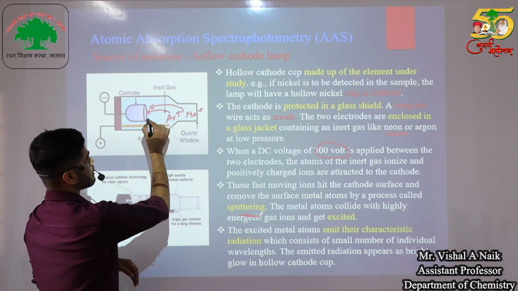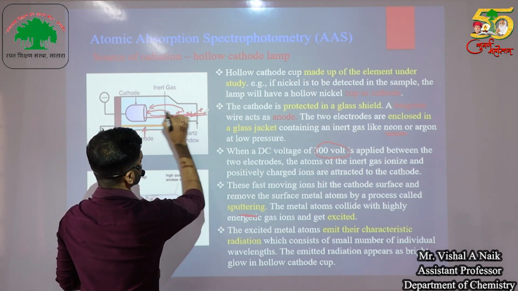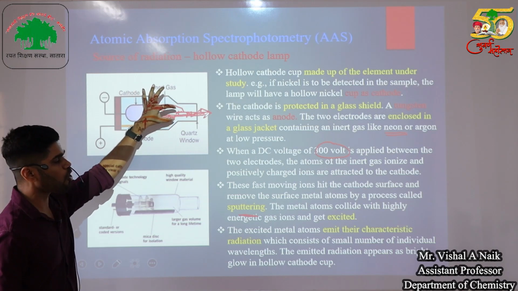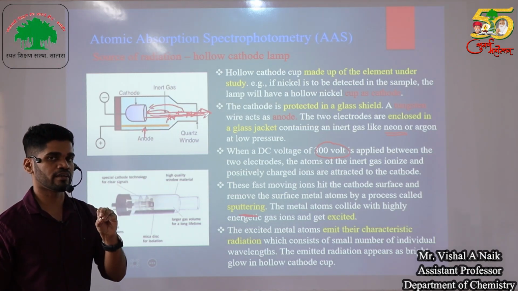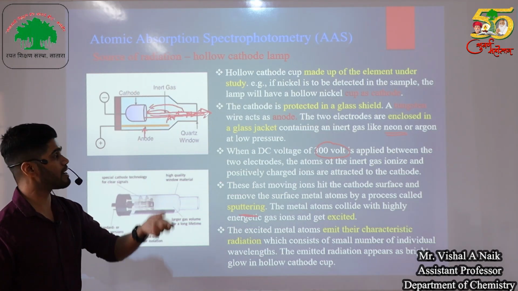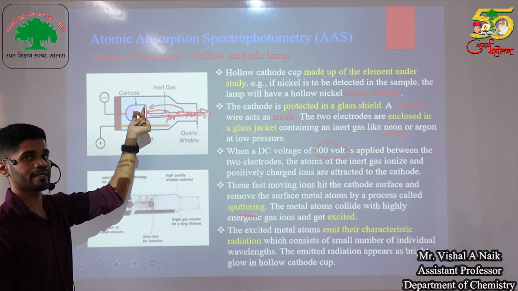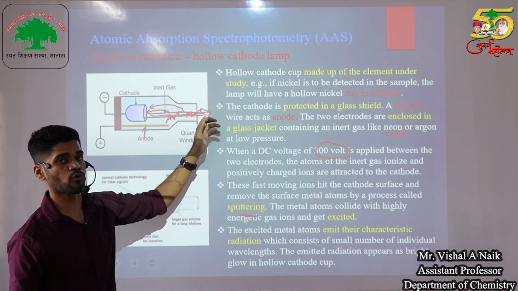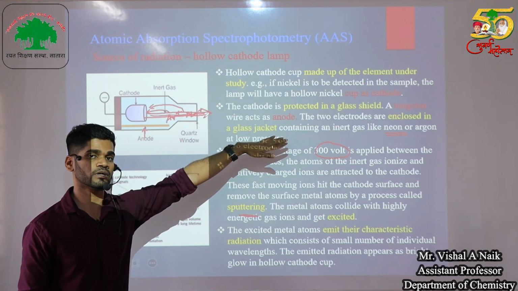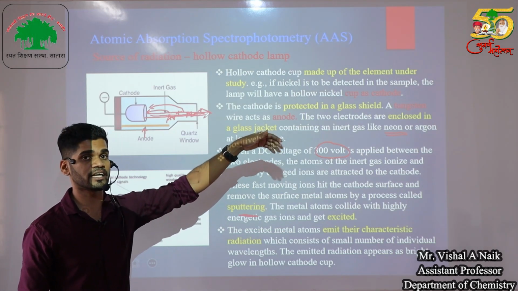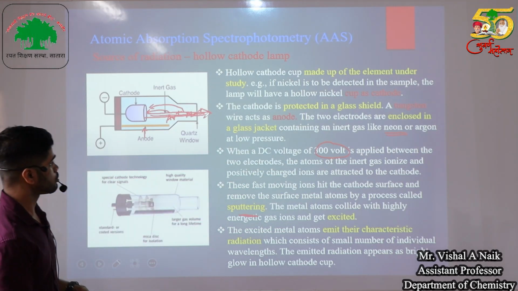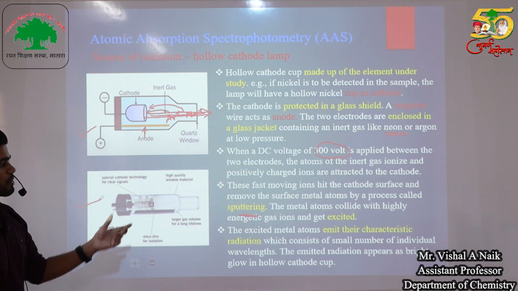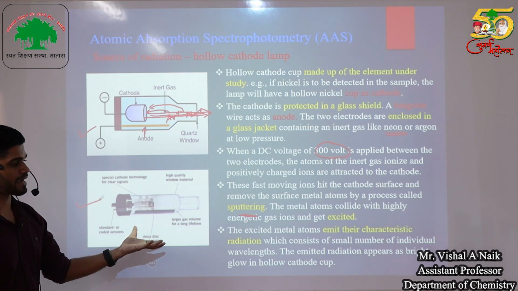Okay, so that particular emitted light acts as a source. So neon or argon gas actually works here, which activates this cathode, and the emitted radiation passes through this quartz window, which is focused on the next part, that is our burner, which contains the sample solution. So this is in a diagram, and this is the original hollow cathode lamp as we see in this diagram.